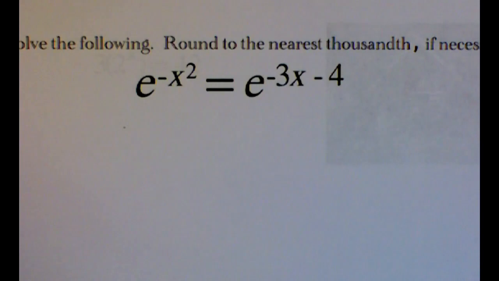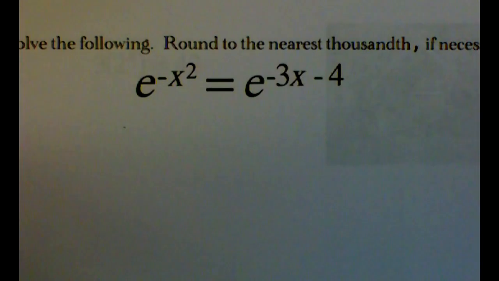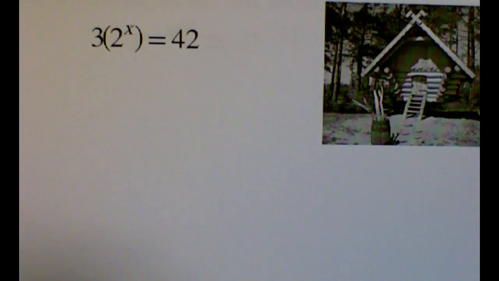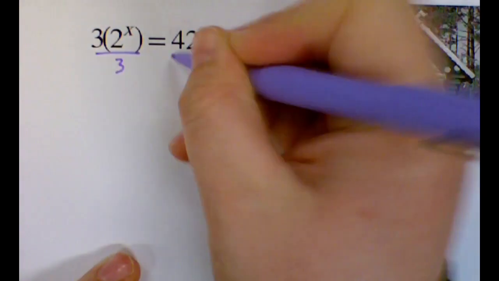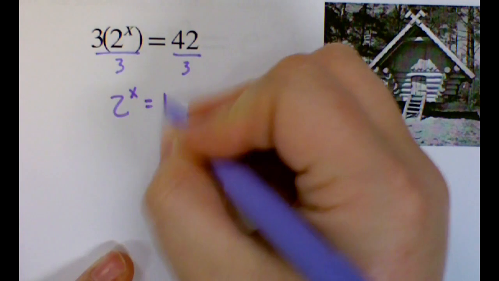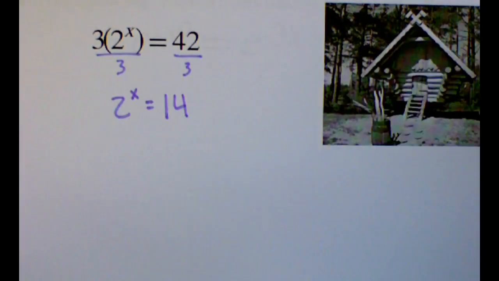So, let's look at it. We are going to solve this one. Ooh, starting with my trick one? I don't want to start with my trick one. Let's go over here. We're going to solve this. We want to get the exponential part alone first. So I need to get the 3 out of there. I'll divide both sides by 3. I now have 2 to the x power equals 14.